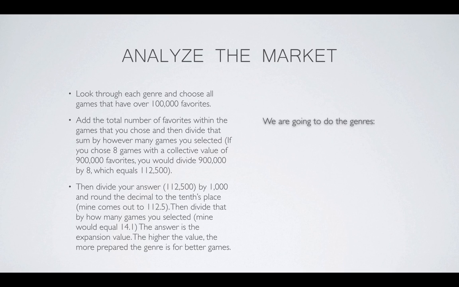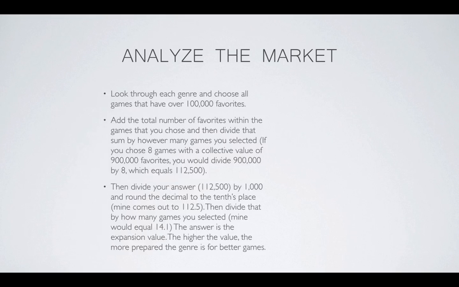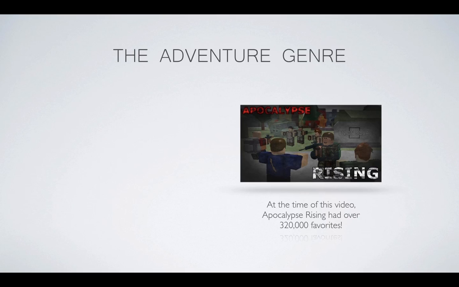And so we are going to do the following genres in today's tutorial: adventure genre, sci-fi genre, sports genre, FPS, and town and city. And remember, a good expansion value is around 30. You probably want it to be higher though. So let's get started.